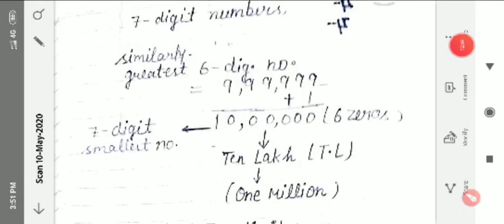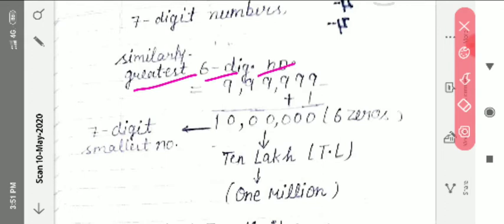Now let us discuss the 7-digit number. Similarly, as we know very well, the greatest 6-digit number is 9 written 6 times: 999,999. We call it 9,99,999. If we add 1 here, we get 10 lakh. It means in 10 lakh how many zeros? 6 zeros. And in 1 lakh how many zeros were there? 5 zeros. Okay, so it is called the 7-digit smallest number.